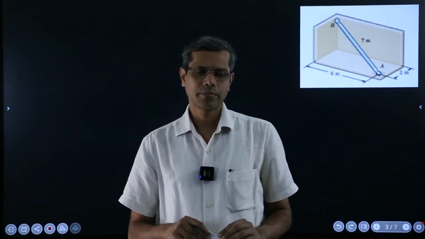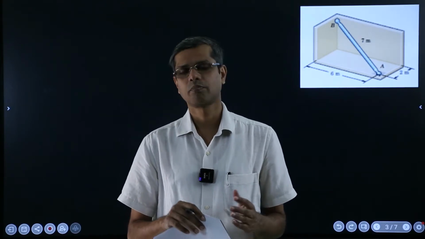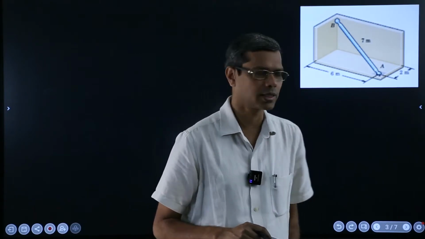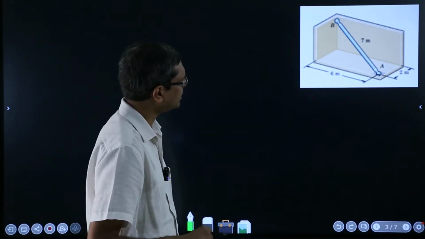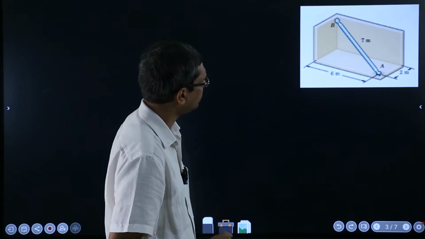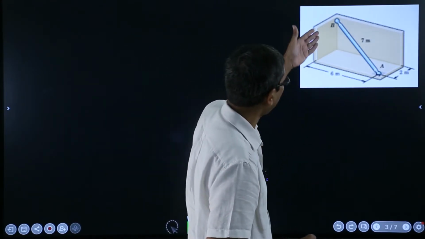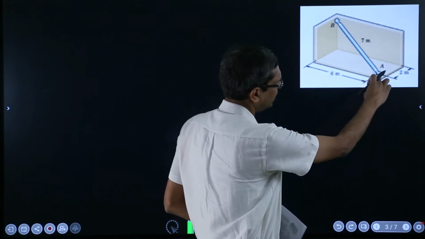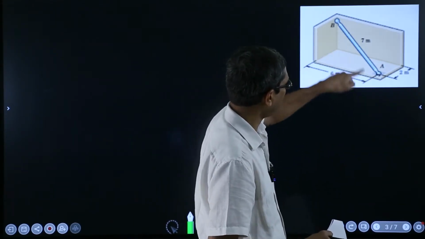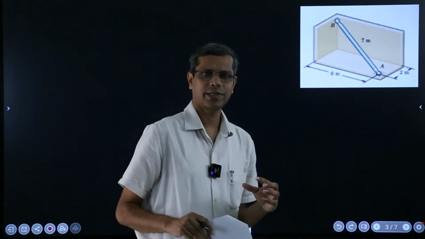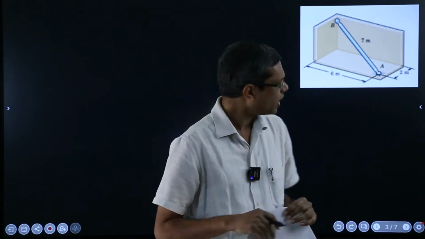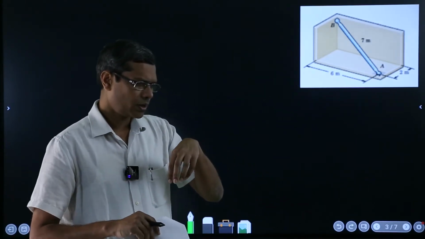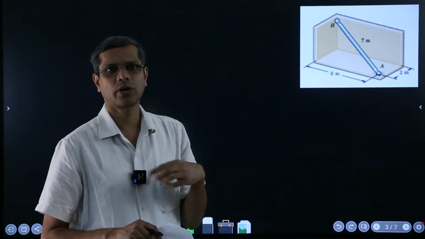We will see another example of multiple bodies when they are connected with some connectors which we have already discussed. For example, this is a configuration where again there are three walls, means two walls and a floor, and here this bar AB has two ball joints at both its ends, and this end at A is inside a ball and socket joint.